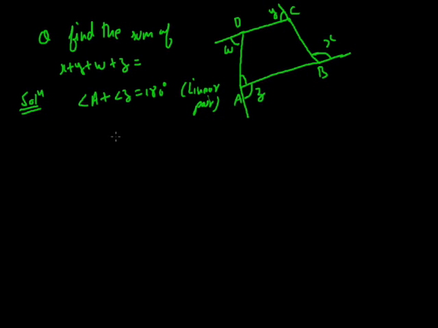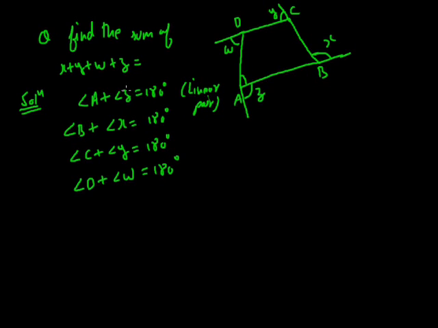In the same way, we can say that this is angle B and this is angle X. So it will again form a linear pair. So the sum of these two is also 180 degrees. So angle B plus angle X should be equal to 180 degrees. In the same way, angle C and angle Y is also 180 degrees. In the same way, angle D plus angle W is also equal to 180 degrees.